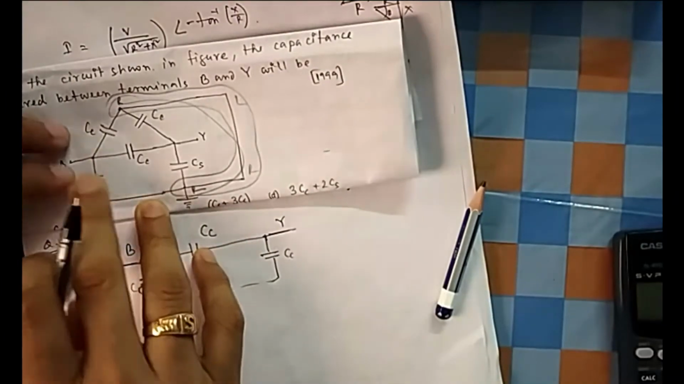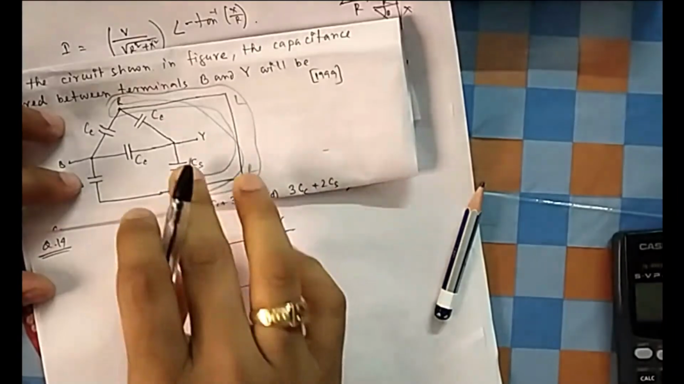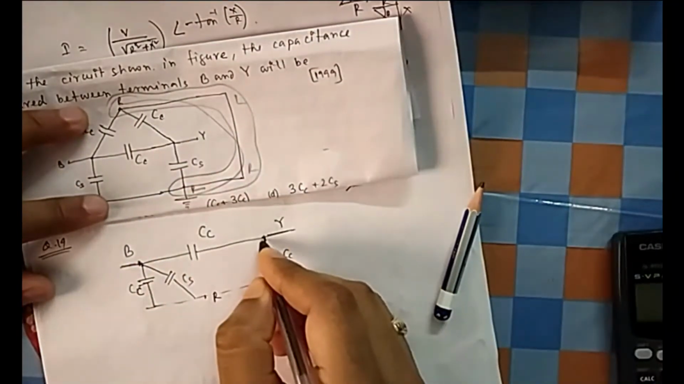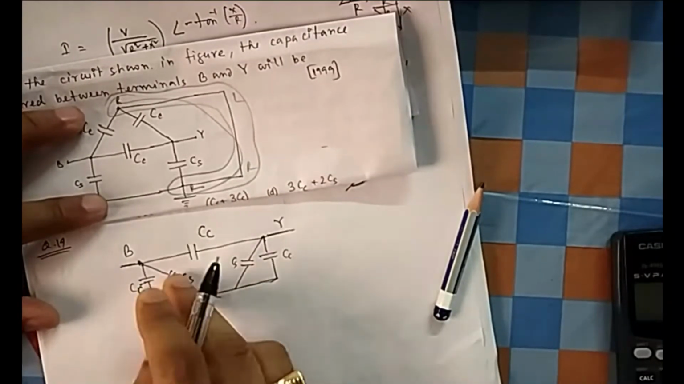Then this CS between B and R. One more between B and R. Then this CS between Y and R. One more between Y and R. So you can now see these two are in parallel. Parallel means simple addition: CC plus CS. This is also CC.